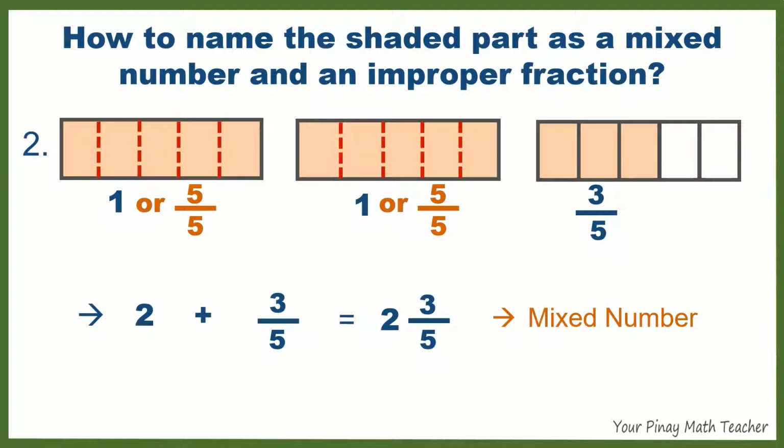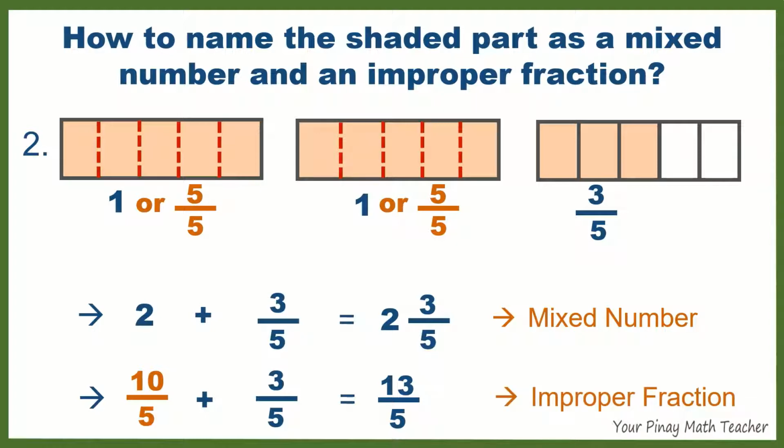5/5 plus 5/5 is equal to 10/5. So instead of writing 2 wholes, we can write 10/5 and add 3/5 to it. We get 13/5. 13 is greater than 5. So 13/5 is an improper fraction. So 2 and 3/5 is equal to 13/5. 13/5 is equivalent to 2 5/5 and 3/5.